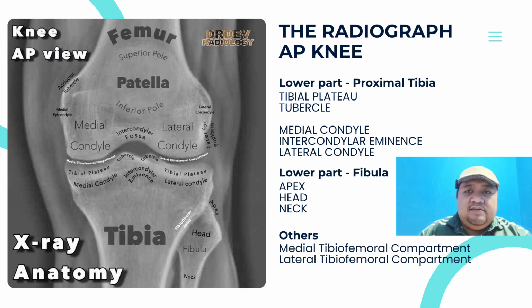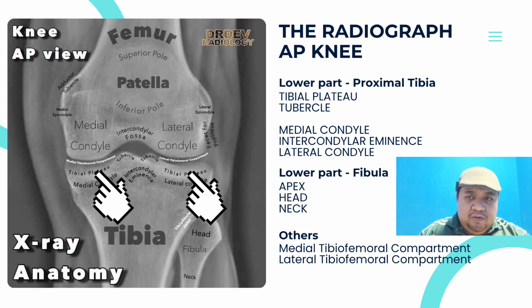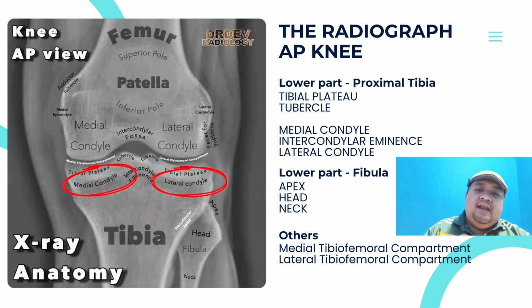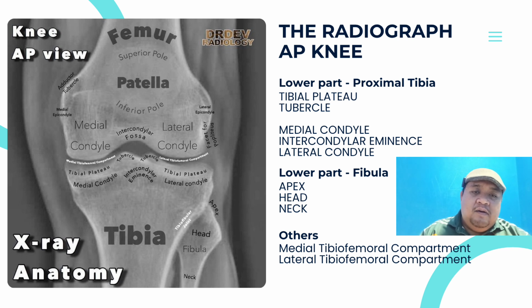Now, we focus on the lower part of the AP knee image. This image shows the proximal tibia and fibula. For the tibia, the key structures are, first, the tibial plateau. The tibial plateau is the flat surface that articulates with the femur. Then we can see the tibial tubercle. This tubercle is the patellar ligament insertion. And then we can see the medial and lateral condyle. These condyles are the upper parts of the tibia that support body weight.